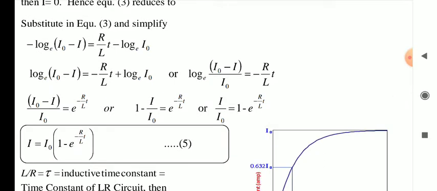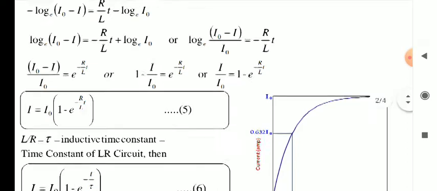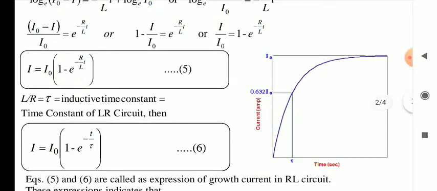On simplification, we get the instantaneous current i is equal to I naught into bracket 1 minus e raised to R by L into t. Take that as equation number 5. On defining L by R equal to tau, we call it the inductive time constant, or time constant of the LR circuit.